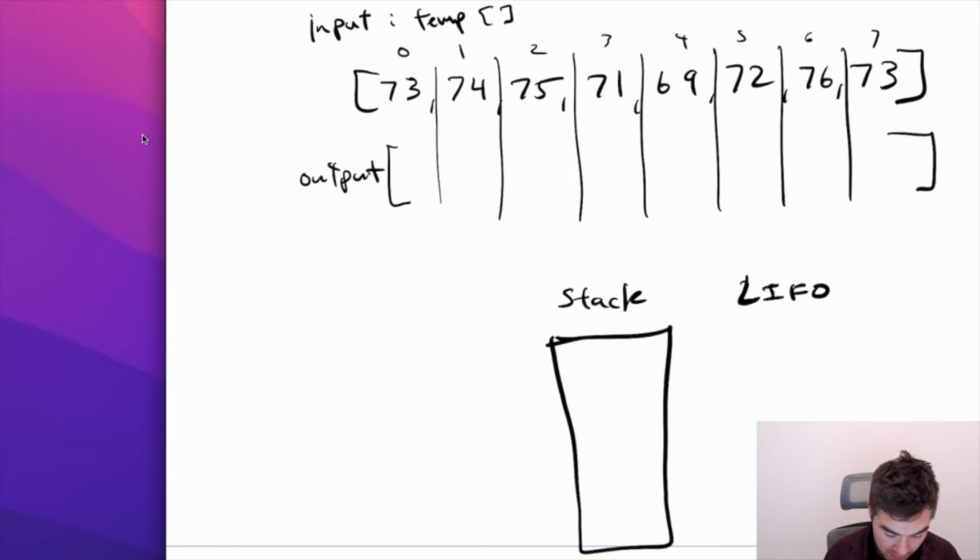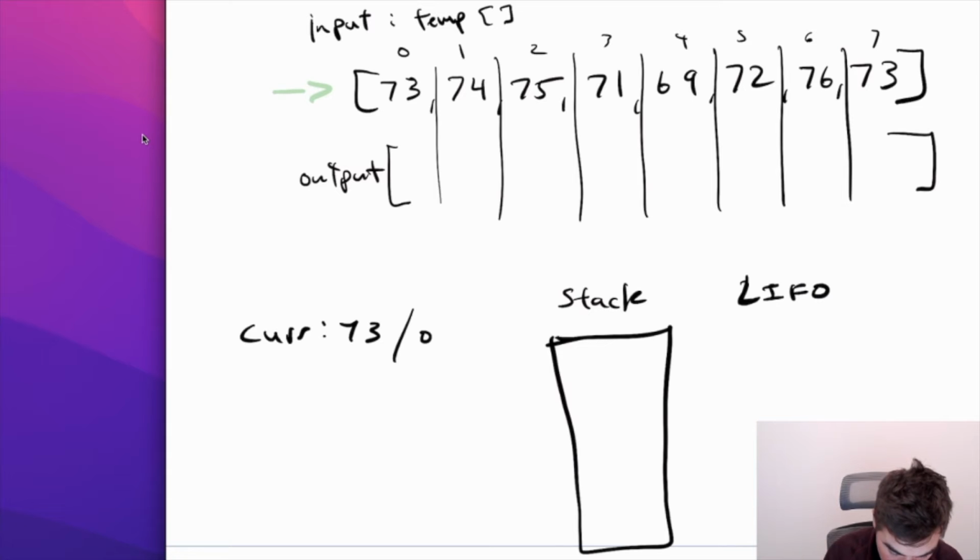Okay, so the algorithm is going to go like so. We're going to be iterating through this array, and we have a current index, and let's say that is 73, and the index is 0. There's nothing in the stack, so we're just going to push that onto the stack because we haven't seen any more days in the future yet.